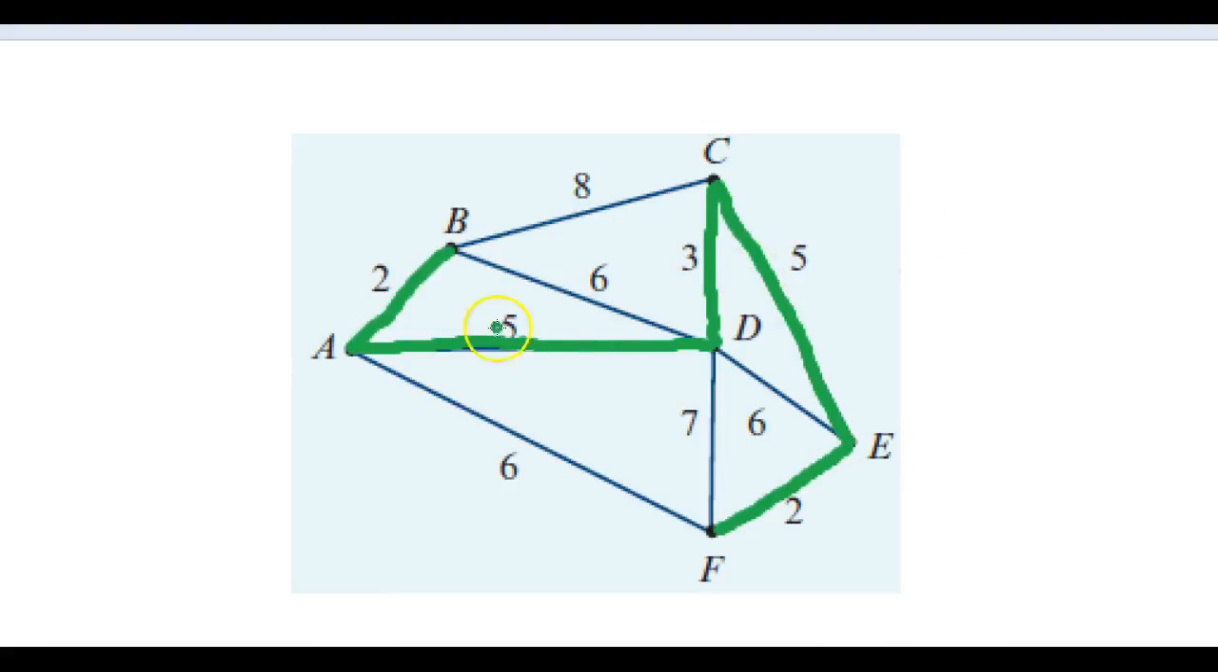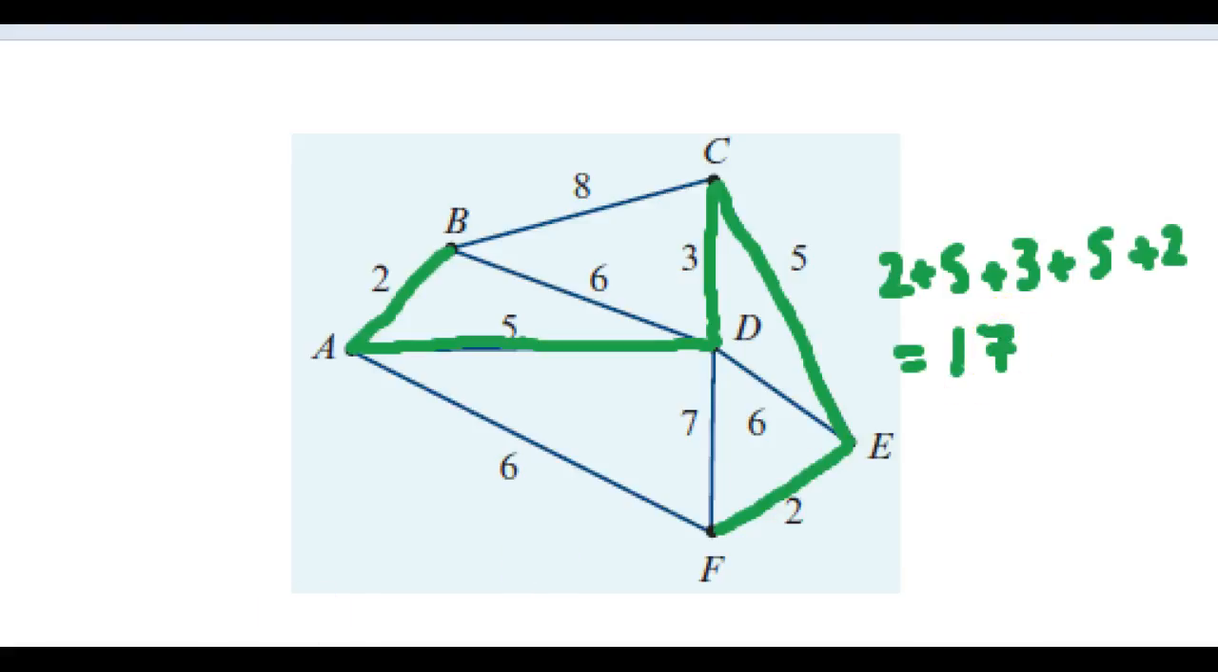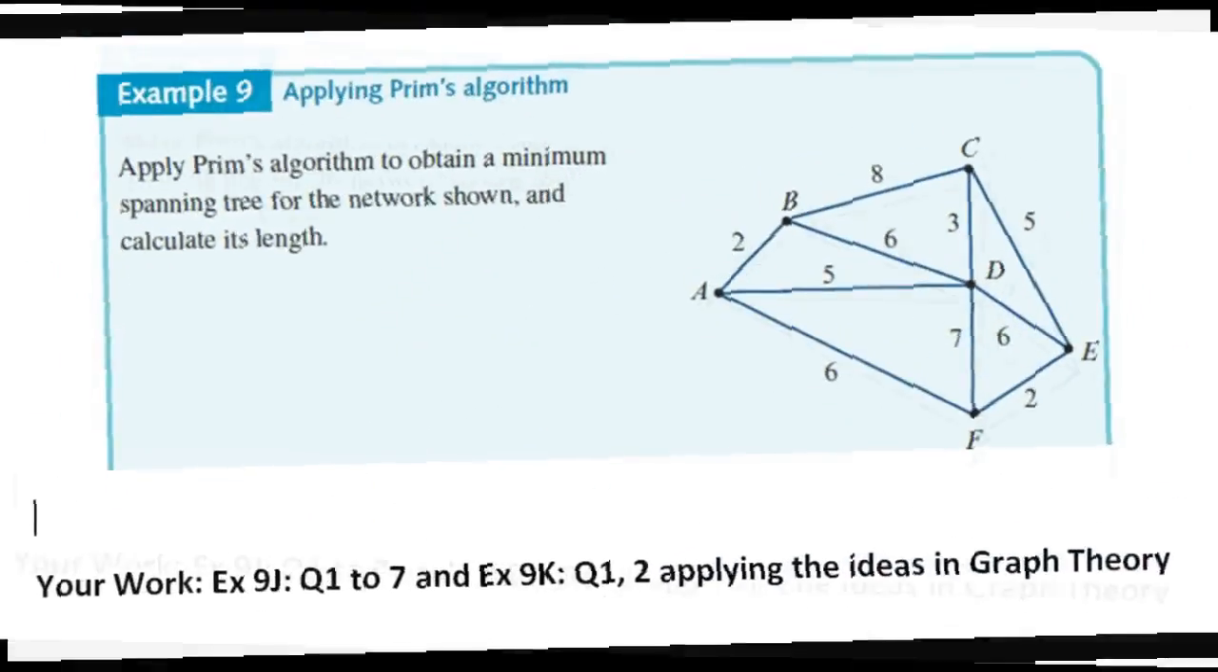So what's the length of this? Let's add it up. We have 2 plus 5 plus 3 plus 5 plus 2, which gives us a total weight of 17. So your work to practice this is shown here.